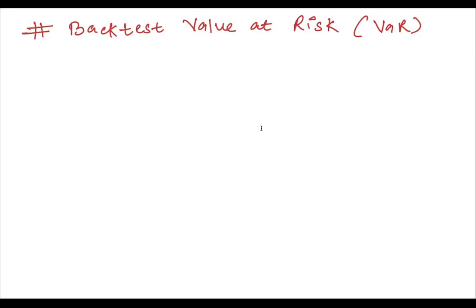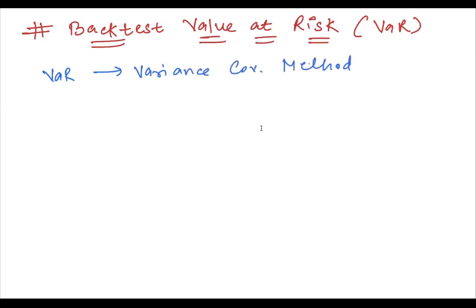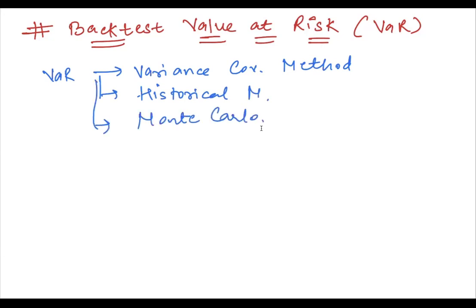So in this session, we'll see how to backtest value at risk. Up till now, we saw different ways to model value at risk: using the variance covariance method, then the historical method, and then the Monte Carlo method. If you have not seen the previous videos on value at risk using these three methods, I highly suggest you look into those. So these are different modeling methods for value at risk.